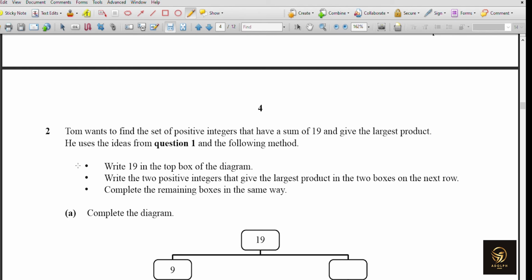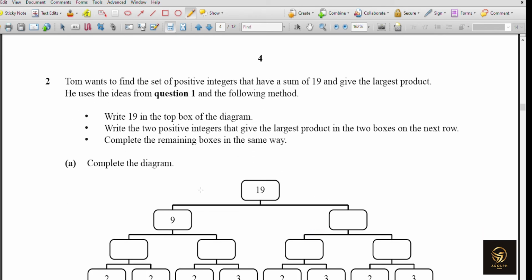Okay, here we are entering into subdivision 2. Tom wants to find the set of positive integers that have a sum of 19 and give the largest product. He uses the ideas from question 1 and then the following method. Write 19 in the top box of the diagram. Yes, it has been written. Write the two positive integers that give the largest product in the two boxes in the next row. We know that 19 divided by 2 is 9.5. So one will be 9 and another one will be 10. So we have to write it here. Complete the remaining boxes in the same way.